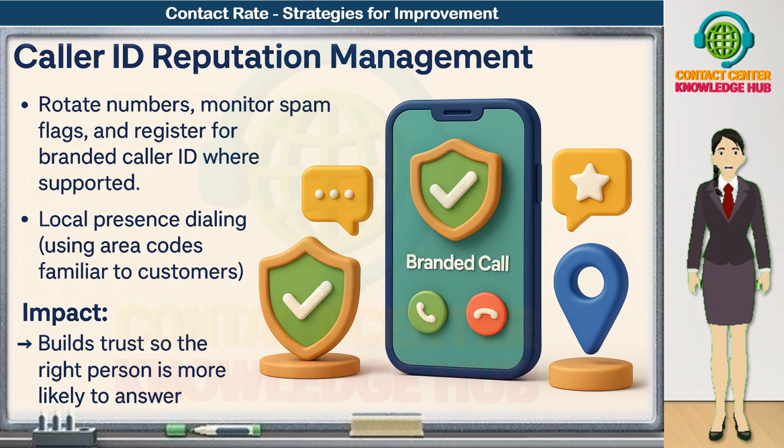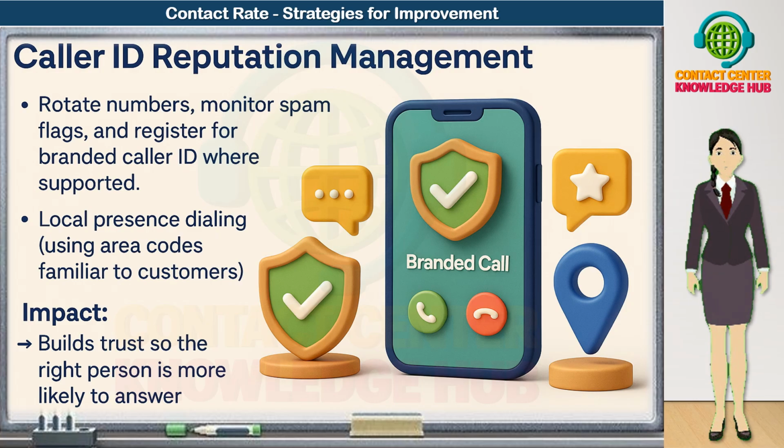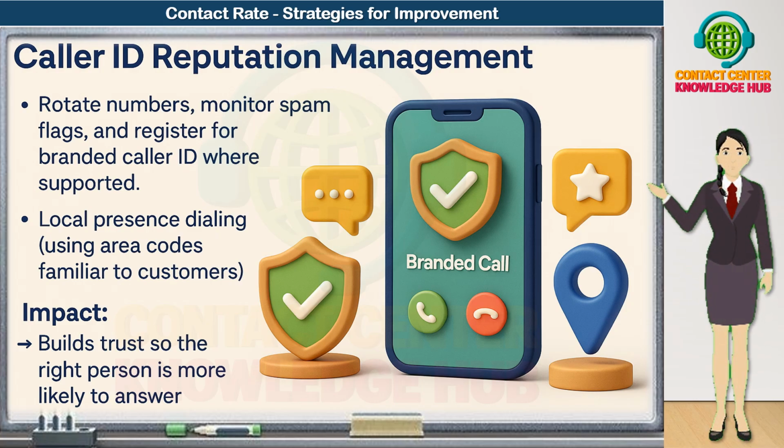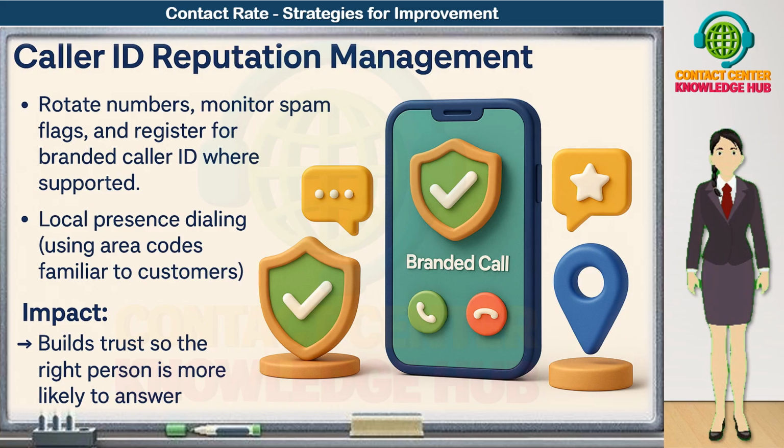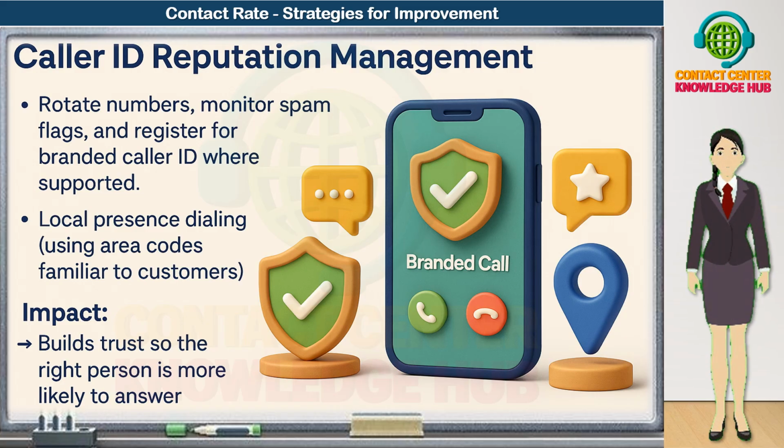Let's move to a crucial yet often overlooked strategy: caller ID reputation management. Your caller ID is your first impression. If your outbound numbers are flagged as spam or unrecognized, even the most relevant customers are likely to ignore the call. Regularly rotate your outbound numbers, monitor for spam labels, and wherever possible, register for branded caller ID, allowing your company name or logo to appear on the customer's screen.